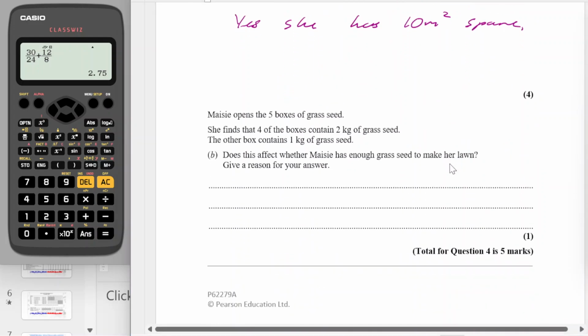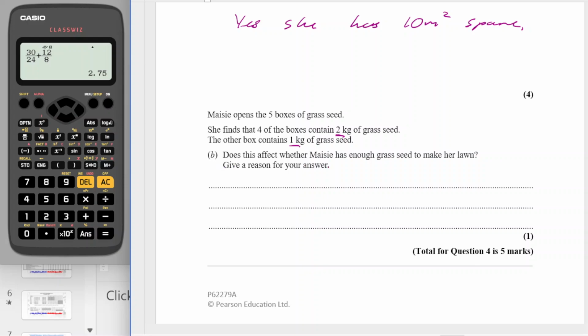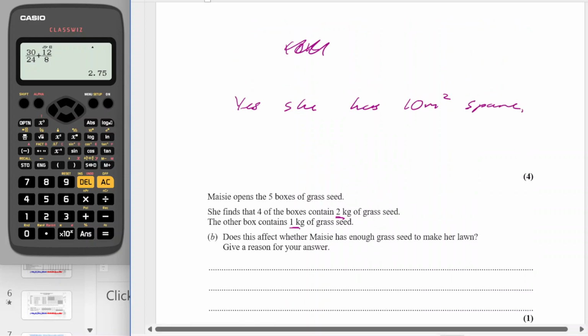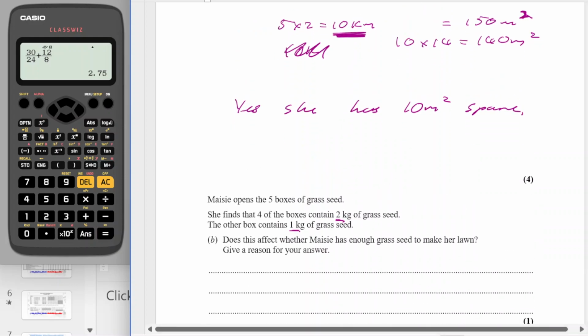And part B, Maisie opens 5 boxes of grass seed. She finds that 4 of the boxes contain 2 kilograms of seed. The other box only contains 1 kilogram of seed. Does she still have enough? So she's now only got 9 kilograms.